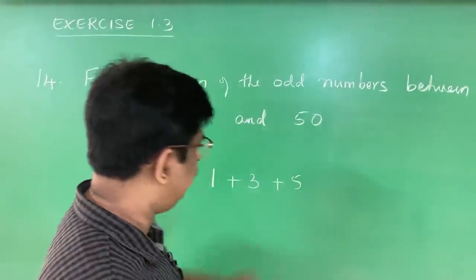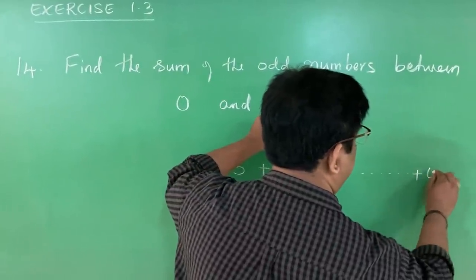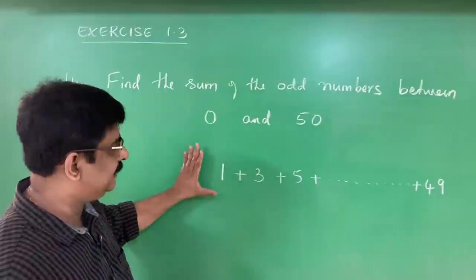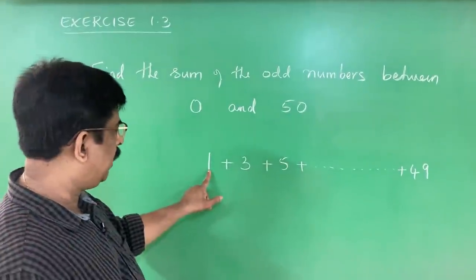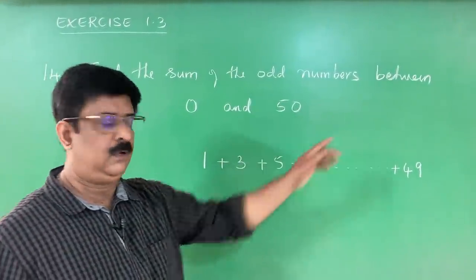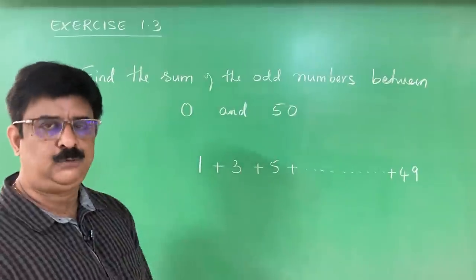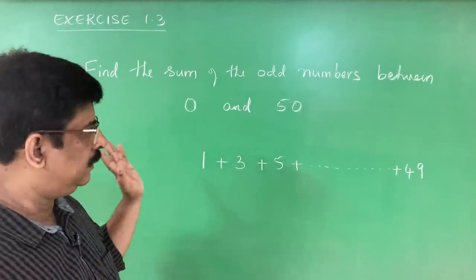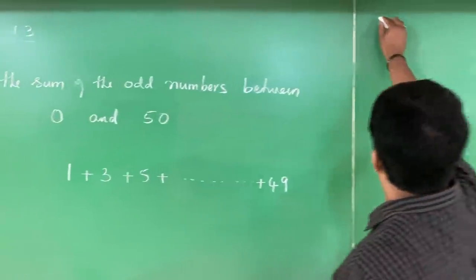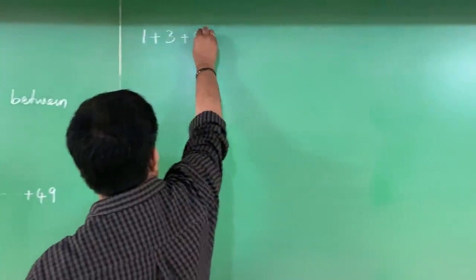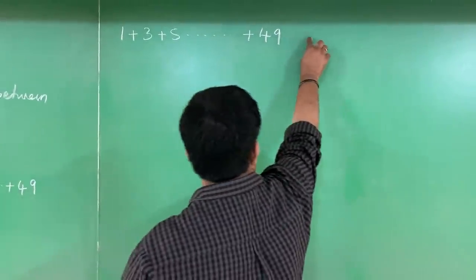The last odd number between 0 and 50 is 49. This is the list of numbers. If you see this list, it is an arithmetic progression. A is 1, the common difference is 2. From one odd number to another, the common difference is 2. We have to find the sum. How simple is it? Very simple. The last term we know, which is 49. Therefore, I write like this: 1 plus 3 plus 5 up to 49. We know the last term itself, so don't write the number of terms here.